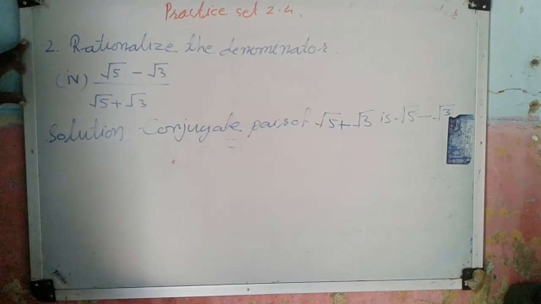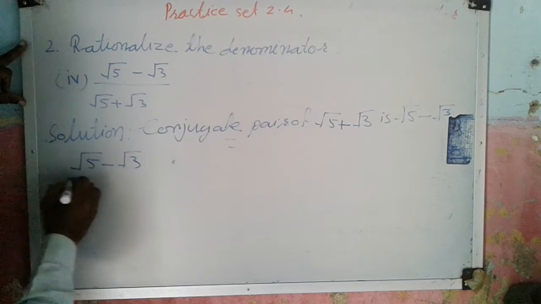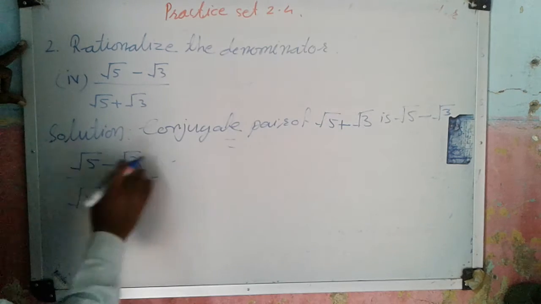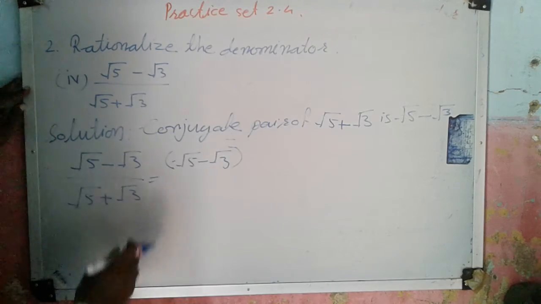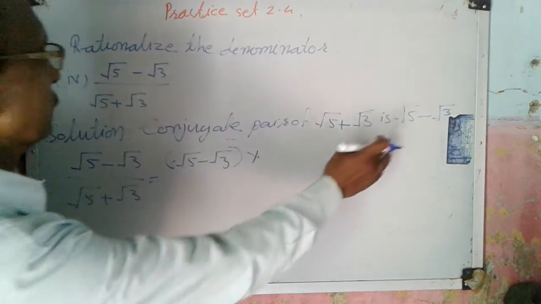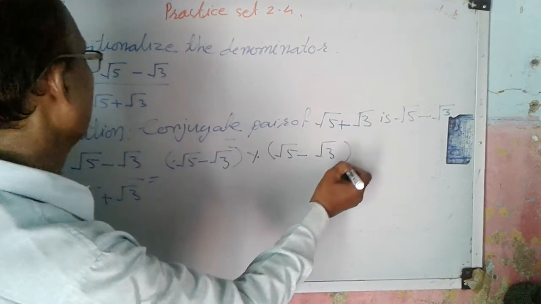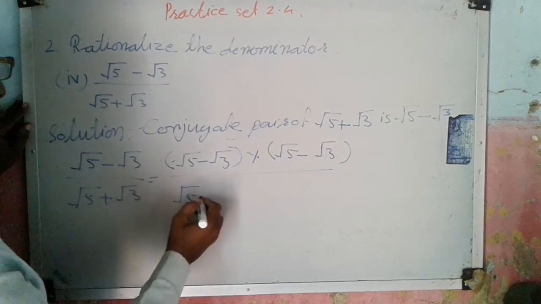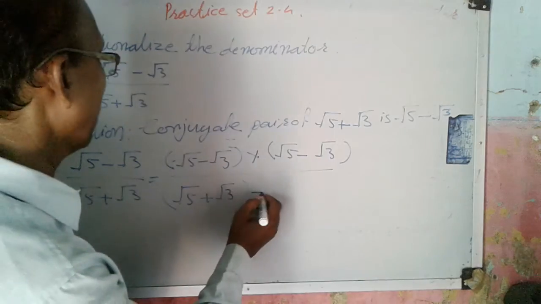Then multiply numerator and denominator by this conjugate pair. Therefore, root 5 minus root 3 upon root 5 plus root 3 is equal to root 5 minus root 3 as it is, multiplied by the conjugate pair root 5 minus root 3. Here the denominator root 5 plus root 3 is as it is, and multiply it by its conjugate pair.